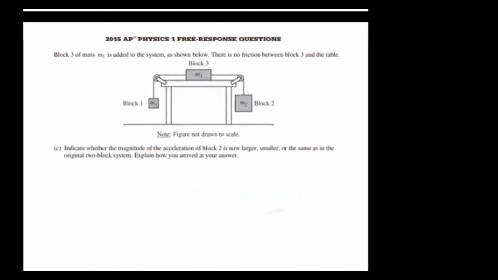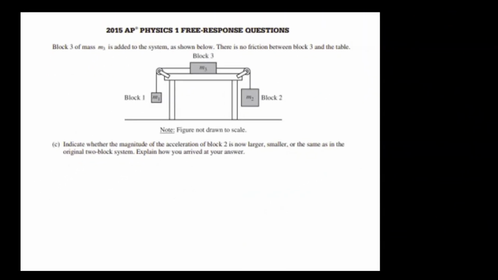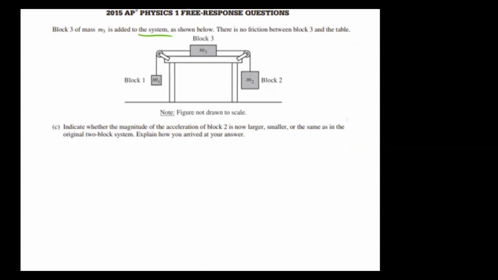So it looks like block 3 of mass m3 is added to the system. So they clearly indicate it's a system. As shown below, there is no friction between block 3 and the table. That's nice to know, because if there was friction, it would slow down the acceleration even more, and we would have to account for the force of friction, which is kind of annoying. But let's look at what the problem is actually asking. It says indicate whether the magnitude of the acceleration on block 2 is now larger, smaller, or the same as the original 2-block system.